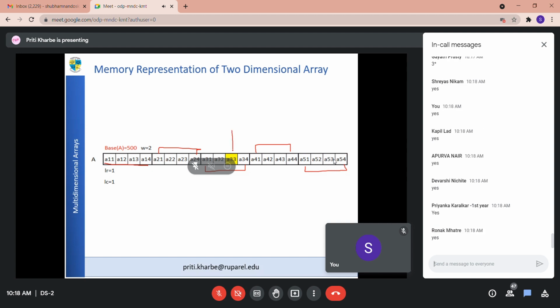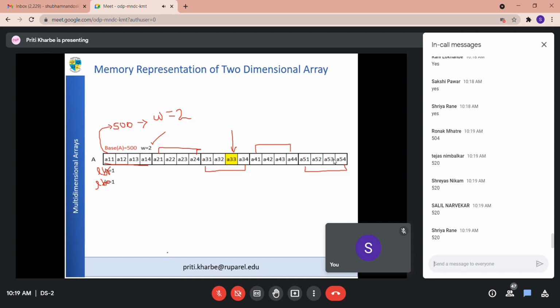And you are interested in the address of this A33. The first element's address is given to you as 500. W is equal to 2. LBR and LBC they have not mentioned, so I will take it as 1. So this is the value of LBR and this is LBC. Now quickly give me, if you just observe the diagram, what will be the address for A33? First element is 500 and W is equal to 2. Any guess for A33's address? Just by observation.